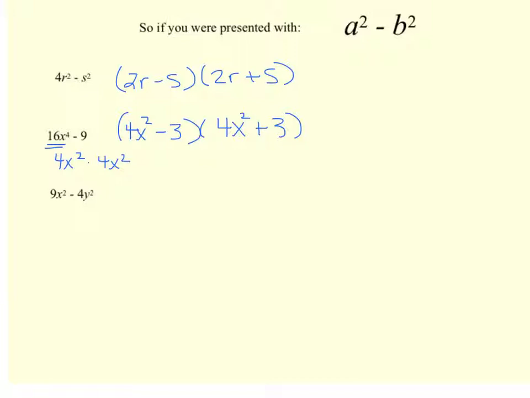9x squared minus 4y squared. The square root of 9x squared is 3x. The square root of 4y squared is 2y. And so I put those two things in brackets. One's positive and one's negative. It actually doesn't matter which one is negative and which one's positive, as long as you do one of each.